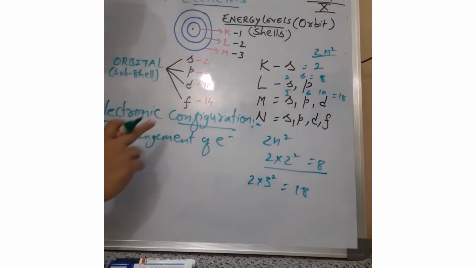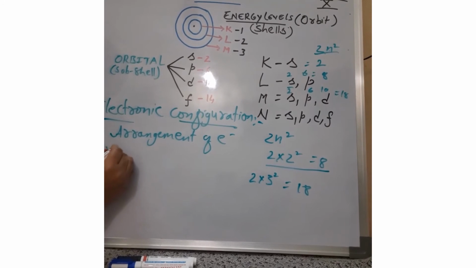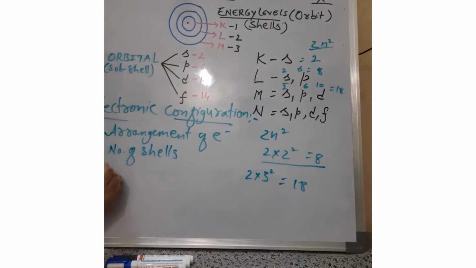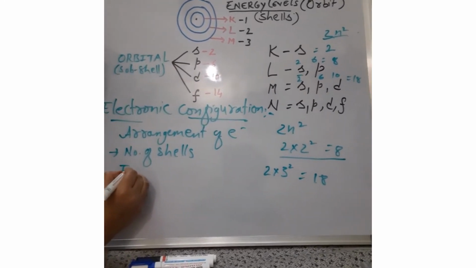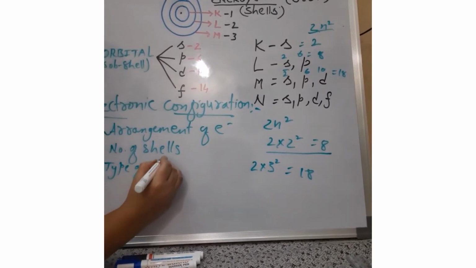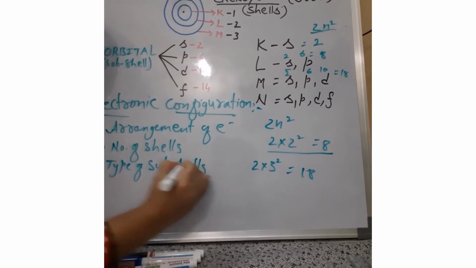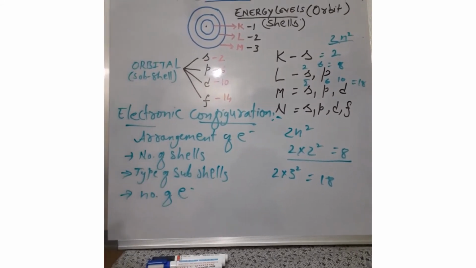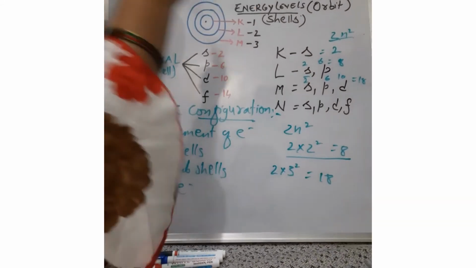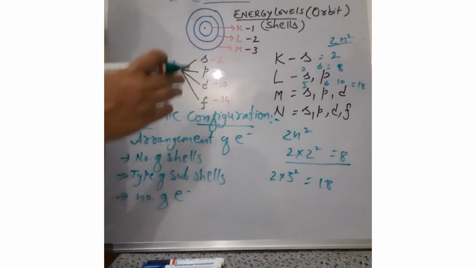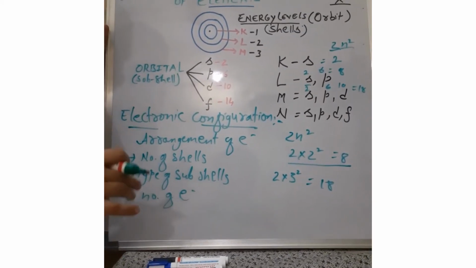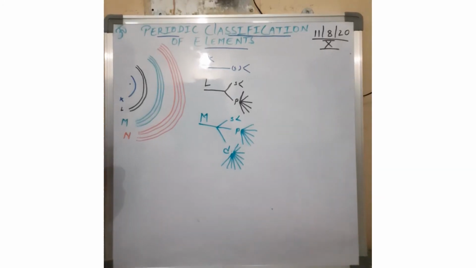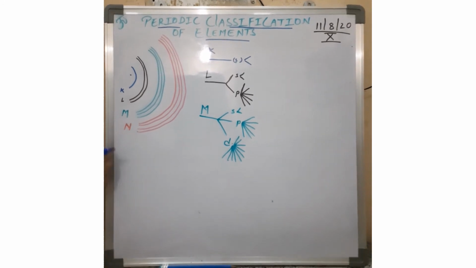Fine. So electronic configuration will tell you the total number of shells, then the type of subshells, and the total number of electrons. When we know the total number of electrons, automatically we also come to know the atomic number, and of course the element, and accordingly it is given a place in the periodic table. So now children, let us see the diagrammatic representation.